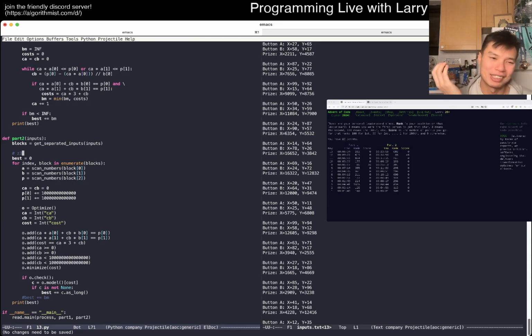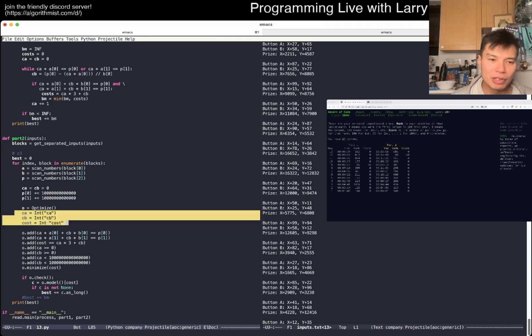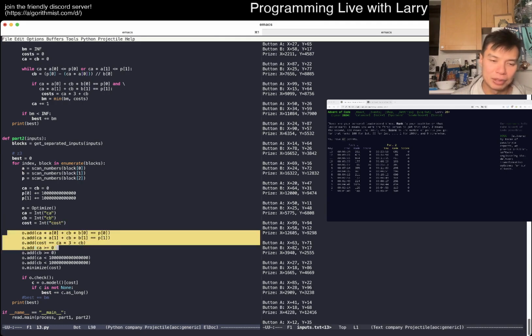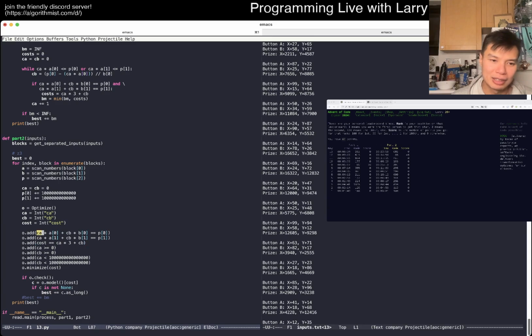This is just syntax. I'm not going to explain syntax. I don't think it's that interesting, but you can also just think of it like, okay, so I set up 3 variables: the number of times we press A, the number of times we press B, and the cost. Then I just set up the constraints, and this is just the delta X when we press A.